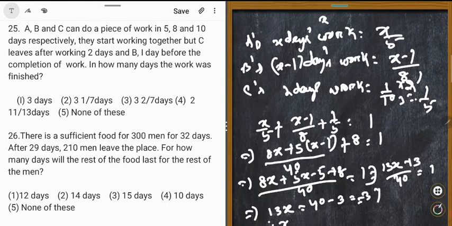Therefore, x is equal to 37 upon 13. 13 twos are 26, and the remainder is equal to 11, since 37 minus 26 is 11. So it is 2 and 11 upon 13. This is the right answer. Which is the correct option? Tell me. Yes, number 4. This is 4.